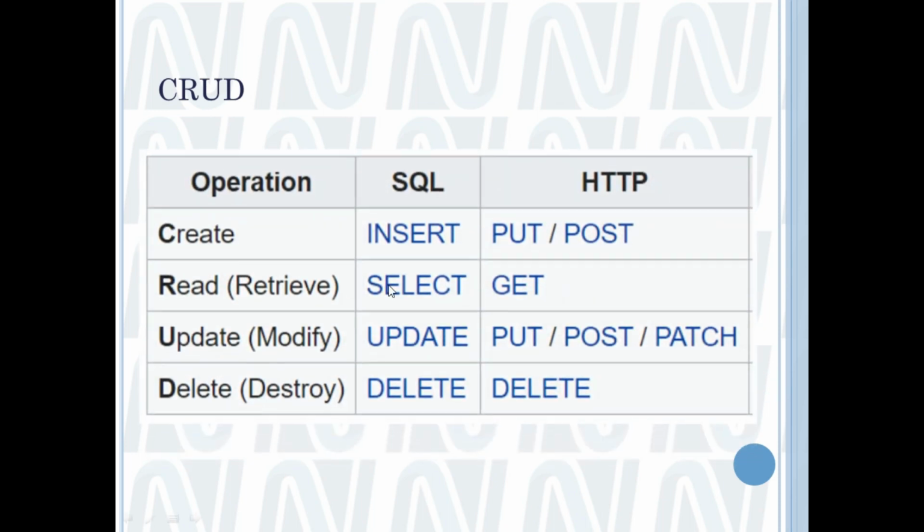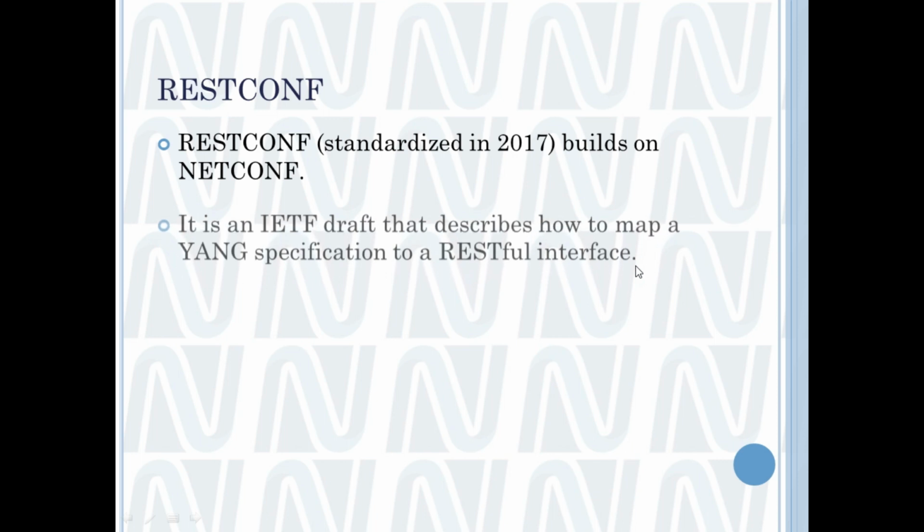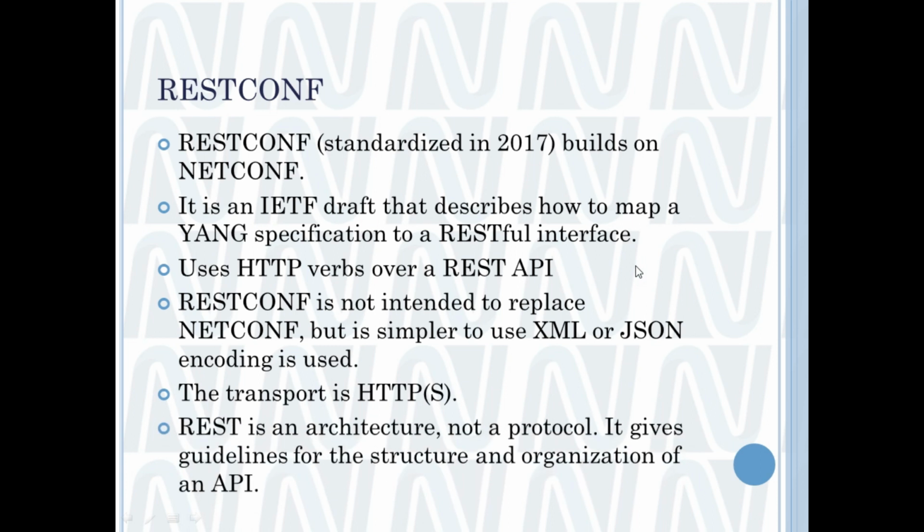So let us talk about CRUD. If you see over here, CRUD means create. C as in create, then R is read, update and delete. So create, read, update and delete. How it is used over HTTP and how it is used over SQL, we can see that. Let us talk more about RESTCONF. RESTCONF is an architecture, it is not a protocol, but REST can use JSON, and believe me, that is a more readable format, closer to how humans understand. Again, the protocol would be either HTTP or HTTPS.